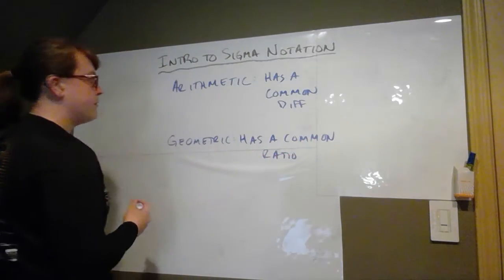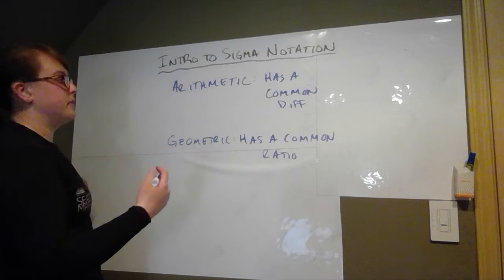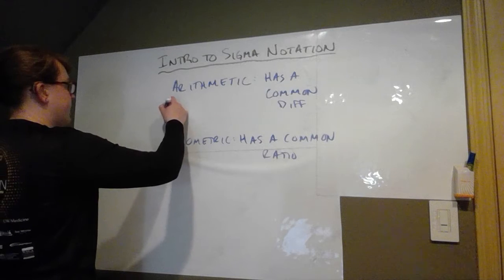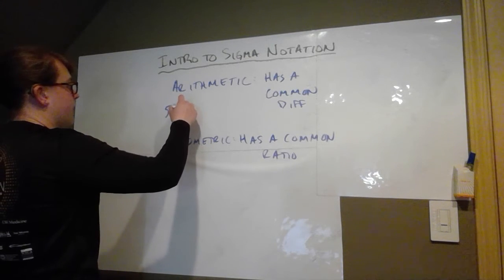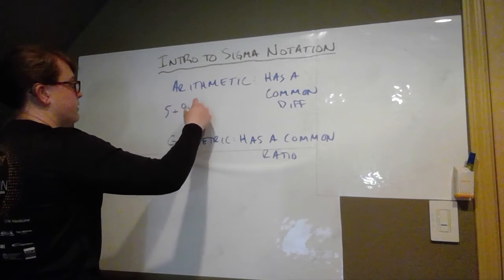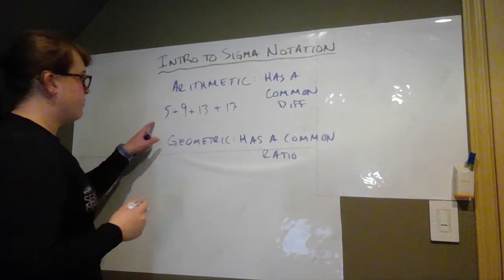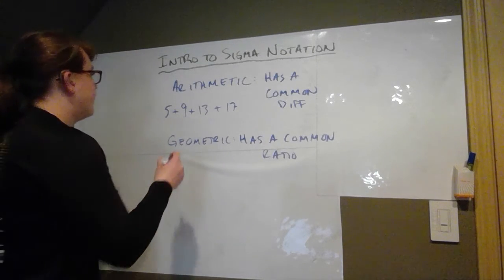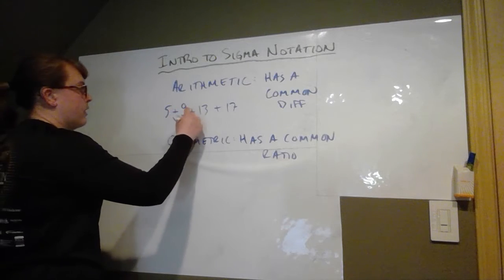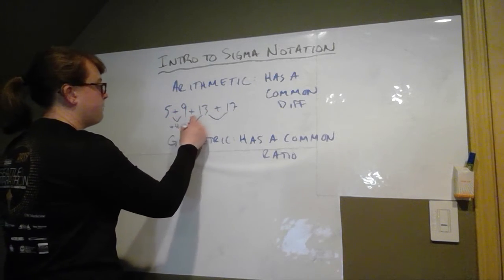So for example, with arithmetic, we just did one that was arithmetic, but if we were doing another one, let's say we had, I don't know, 5 plus 9 plus 13 plus 17. If I wanted to write this in sigma notation, well, my common difference is what I'm going up by each time. So that would be 4. I'm adding 4 each time, right?